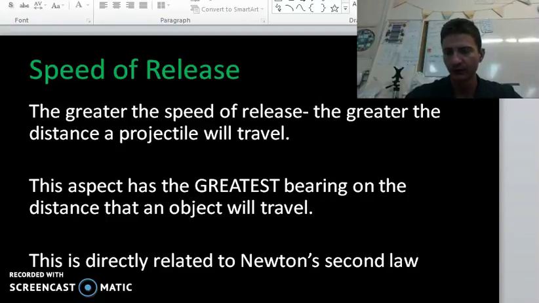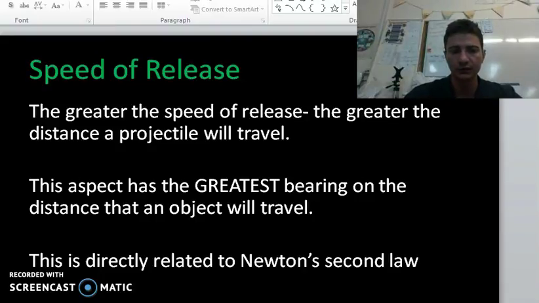So if you've got an object going at 45 degrees but it's got no speed of release on it, then it's not going to go very far anyway. So this really directly relates to Newton's second law, looking at acceleration. If the mass of the shot put is the same and you're increasing your acceleration, which is the speed of release, then you're always going to have more force behind it and it's going to travel further. So yeah, hopefully that all made sense.